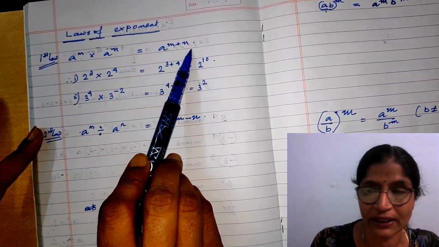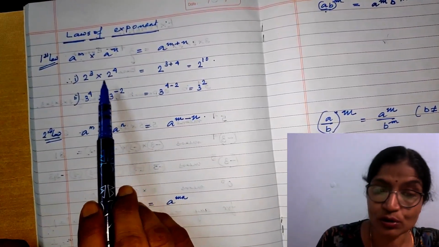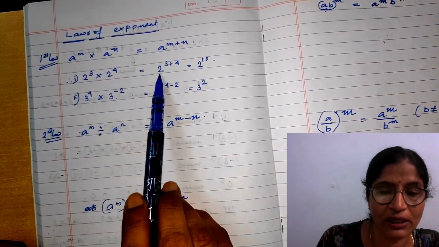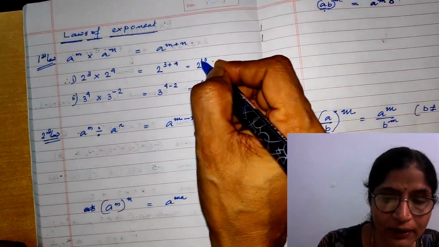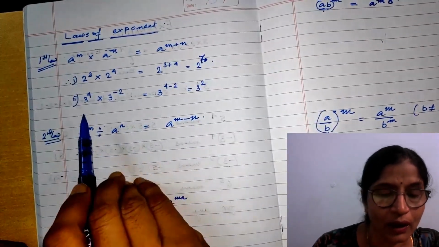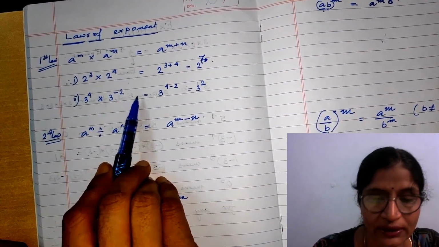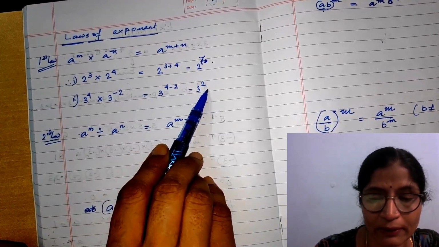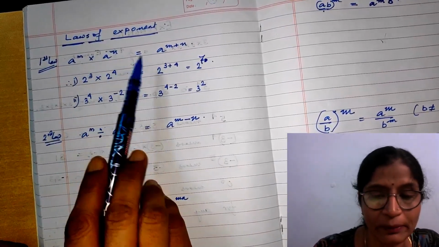power m plus n. For example, 2 to the power 3 into 2 to the power 4. So here the bases are the same, that is 2 in both cases. So it will be equal to 2 to the power 3 plus 4. So overall it is equal to 2 to the power 7. Again, 3 to the power 4 multiplied by 3 to the power minus 2. Then it is equal to 3 to the power 4 minus 2, and equal to 3 to the power 2. So we can see here, when the bases are the same, the powers will be added.